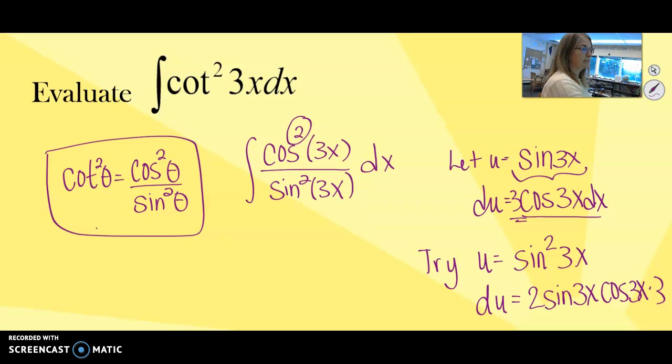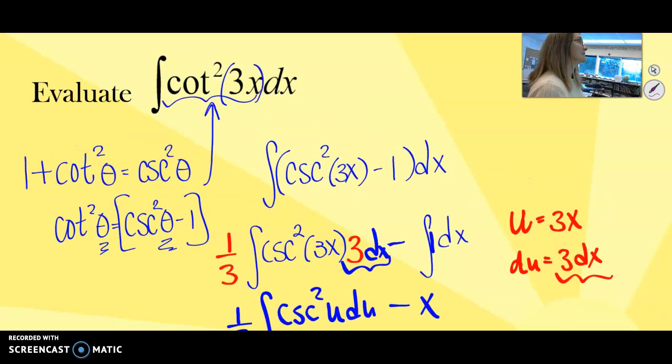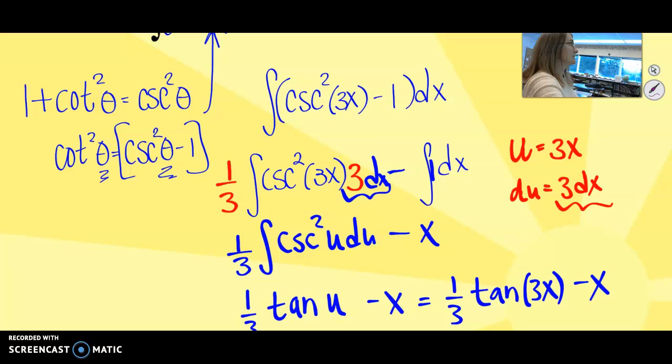So then if you tried to let u equal sine squared 3x, when you take the derivative, the outside is 2, so you drop the 2 down in front, and then leave sine of 3x alone, and then multiply by the derivative of sine, which is cosine of 3x, and then the derivative of 3x is 3. You get 6 sine of 3x times cosine of 3x. That is also not equal to what I have up here, so that's not going to work either. So go back to the first version, and we'd have to do it this way to solve this integral.